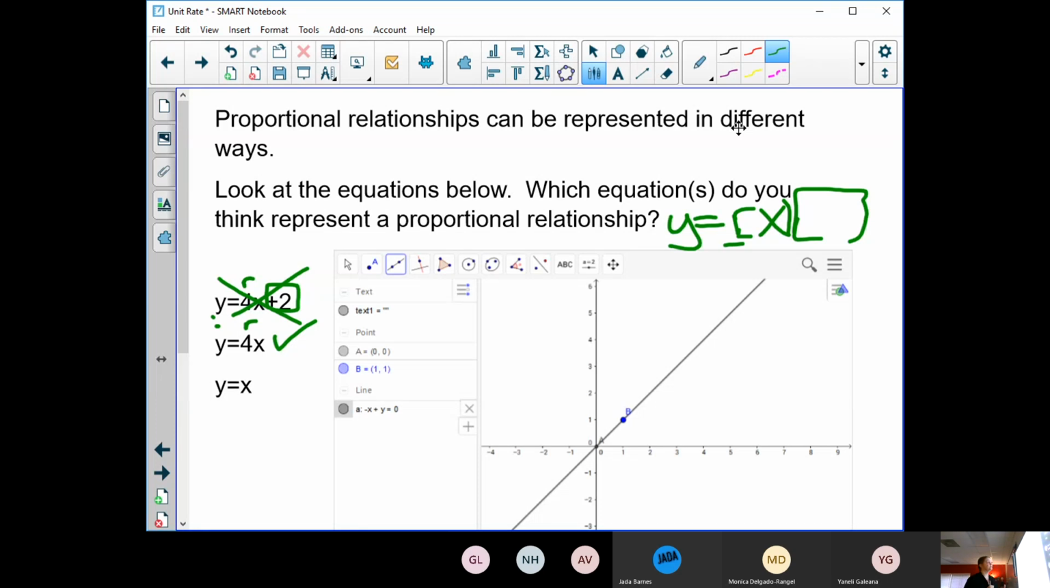Whenever we have y equals x, it is the same as y equals 1x. We just don't write the 1. So if you see y equals x, it is the same as y equals 1x. So 1 times whatever the x value is. So if I put 1 in for x, 1 times 1 equals 1, so y equals 1. If I put 2 in, 1 times 2, so y equals 2. So don't get tripped up by that. If you see y equals x, it is a proportional relationship.